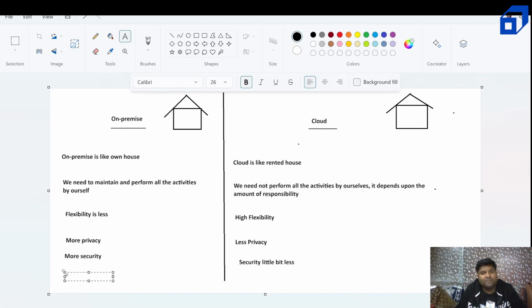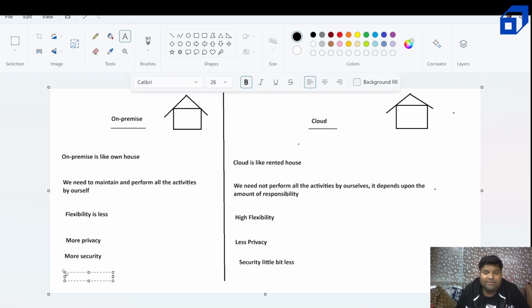For example, if I take a 1 BHK flat, the rent will be for a 1 BHK flat. If I take a 2 BHK flat, the rent will be for the 2 BHK flat. So depending upon what I want, I have to pay from my own pocket. So it's like a rented house. And here the responsibility will be very little, depending upon how much shared responsibility is given to me.